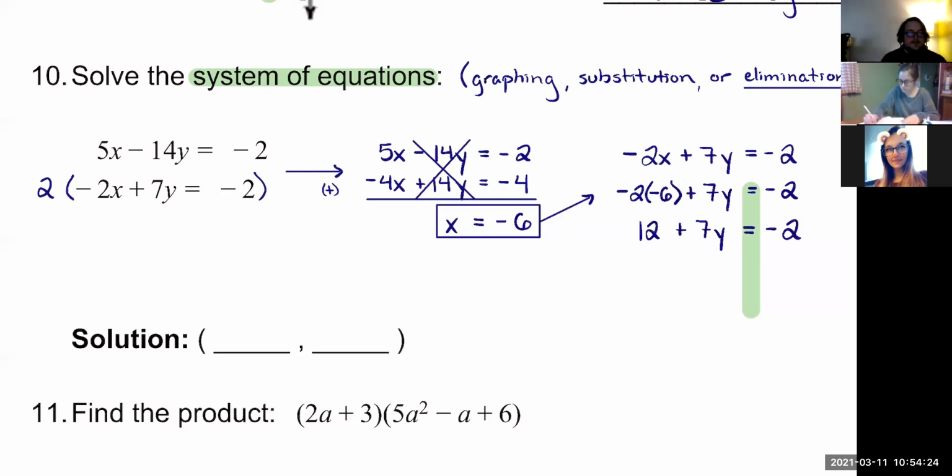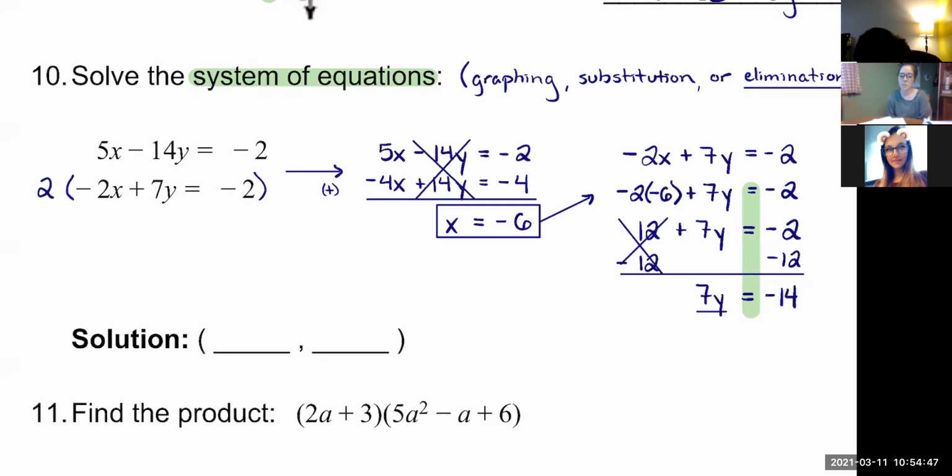And then I just need to solve for that y, essentially getting it by itself. So let's first subtract the 12 from both sides. Takes it away from the left, leaving me with 7y. Negative 2 take away 12 is negative 14. And then last but not least, I'm going to divide both sides by that 7. Which gives me y equals negative 2.